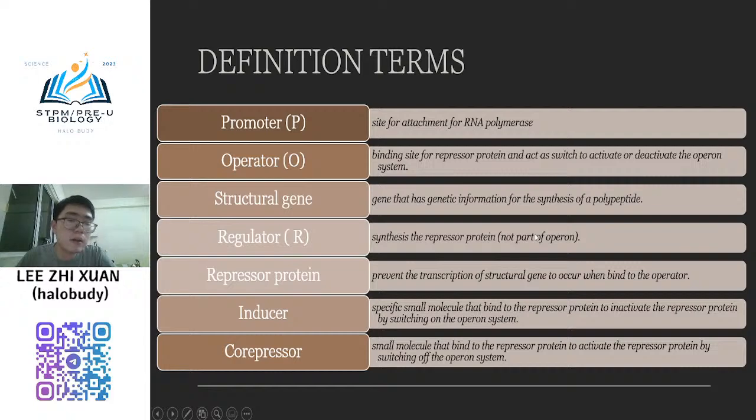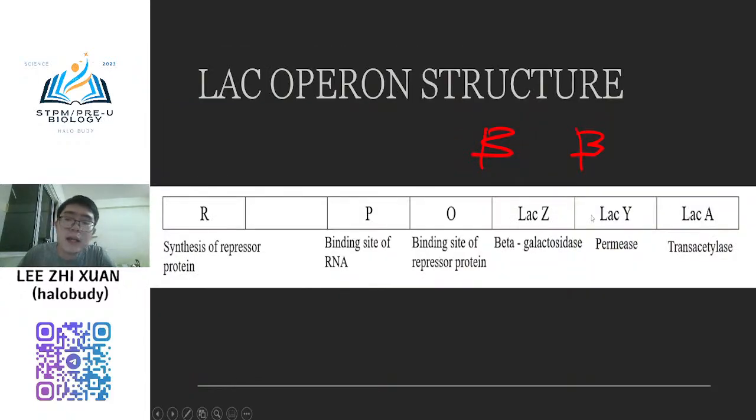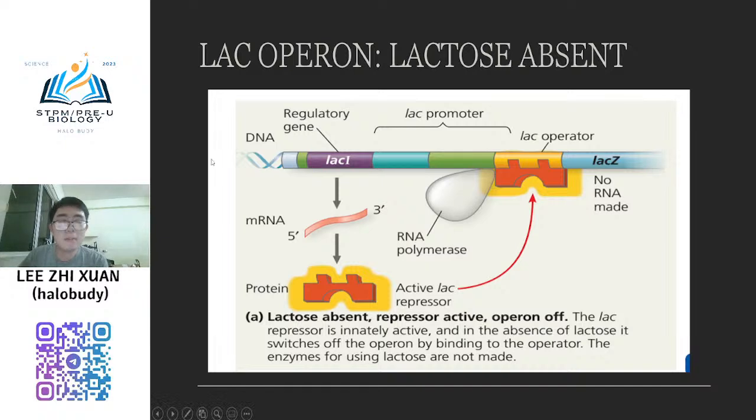Okay, so this is all the definition. lacZ, lacY, lacA are the structural genes that express the enzymes you already know. The operator is the binding site of the repressor protein. The promoter is the binding site of RNA polymerase. And the regulator R synthesizes the repressor protein. So what are their functions? We go to the mechanism, which is very important. The lac operon: we call it lac because of lactose.